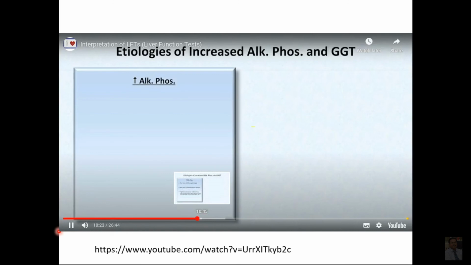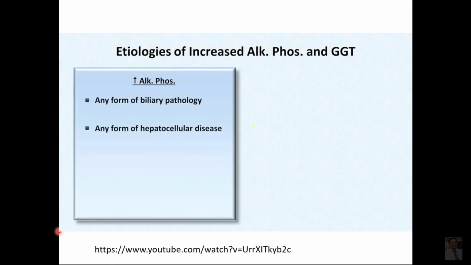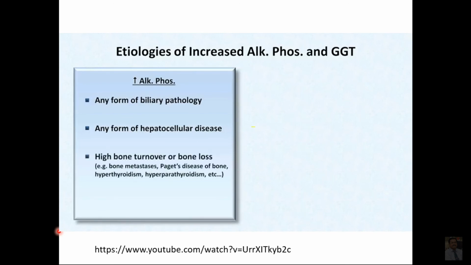So let's compare the etiology of increased alkaline phosphatase and GGT. The most important general etiology of a high ALK-Phos is any form of biliary pathology. Next, any form of hepatocellular disease, though elevations from hepatocellular disease on the whole are less dramatic than those from biliary disease. Then any cause of high bone turnover or bone loss, such as bone metastases, Paget's disease of bone, hyperthyroidism, or hyperparathyroidism. And the last major cause of a high ALK-Phos is normal pregnancy, where elevations tend to be more modest than in the above three categories.